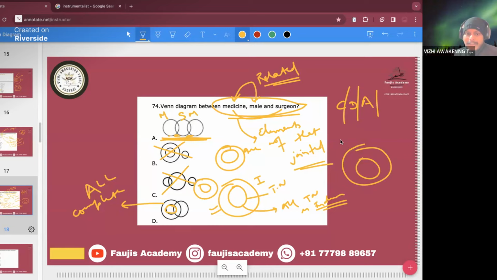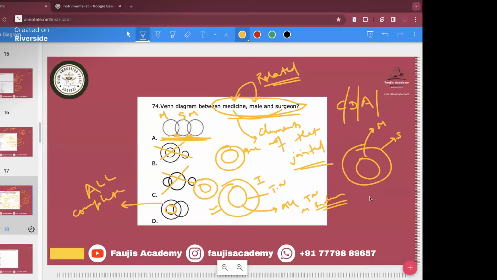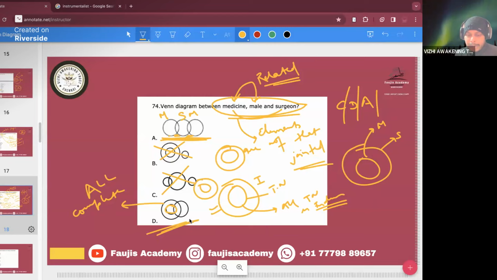So yes, this is medicine in your opinion, and this is surgeon. It's kind of similar, but it's not absolutely similar because surgeon will be performing surgery. So still there is a good chance for this option to be correct, but I would go with A. But this logic is also not wrong.